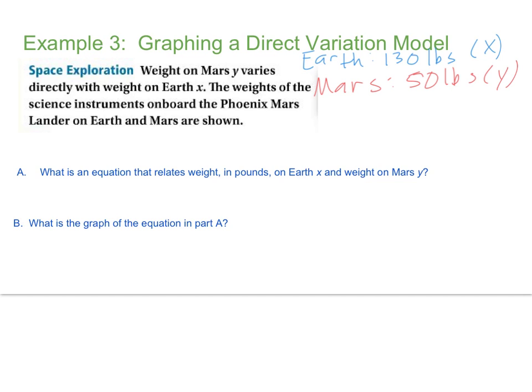We're told that the Mars weight is y and the Earth weight is x, and that it varies directly. So we know that we have a direct variation equation.